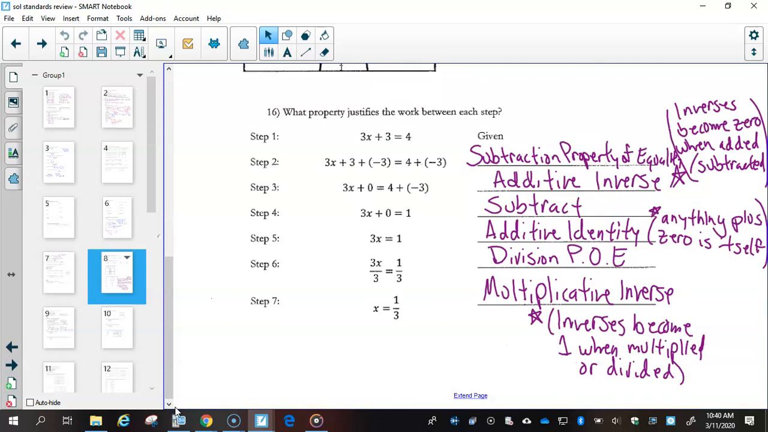Some of these we've talked about, but maybe not in this vocab. So property of equality just means what you do to one side, you do to the other. Additive inverse means whatever you are adding together, when you add two inverses together, they become 0. Additive identity means if you're adding something to 0, it's just itself. Multiplicative inverse is if you multiply two inverses, they become 1. So that's why I gave you that information.